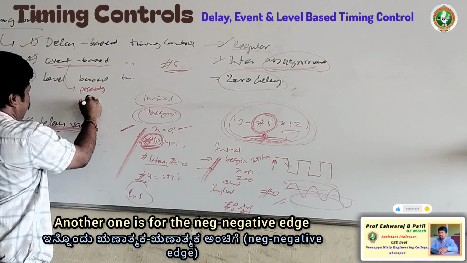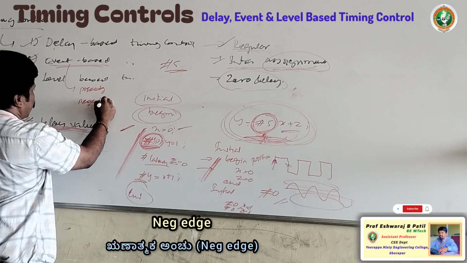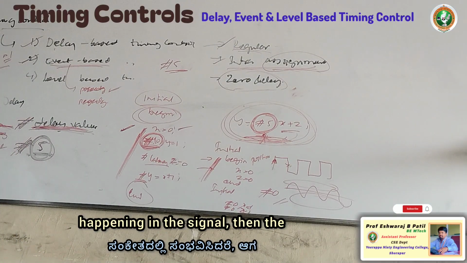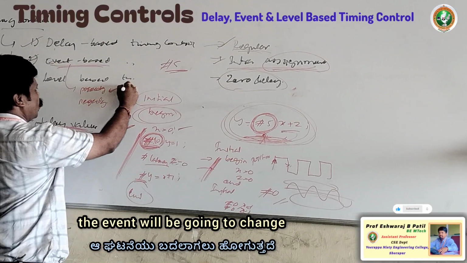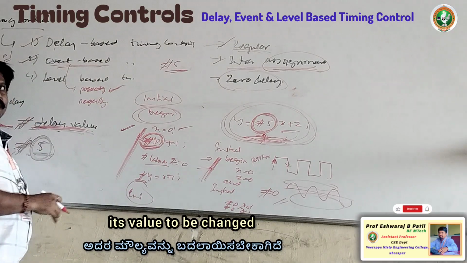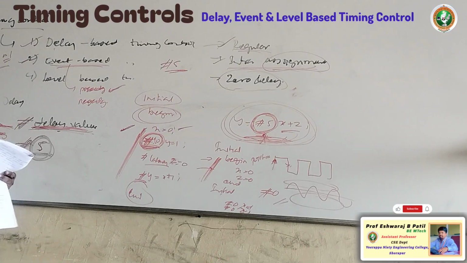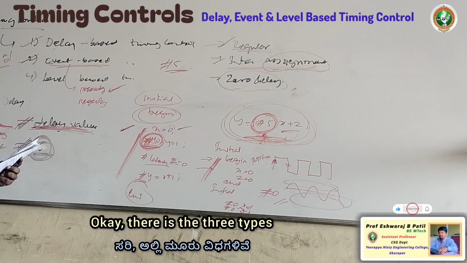Another one is the negative edge. If any positive edge happens in the signal, then the event will change its value. If it is a negative edge, we have to mention it explicitly. There are three types.